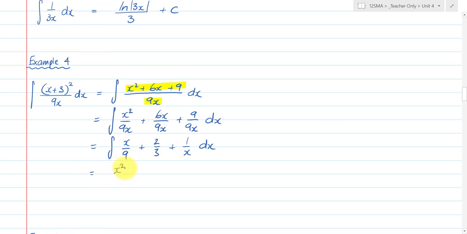This becomes x squared over 18. So we increase the power by 1, divide by the new power, and 9 times 2 is 18. Plus 2x over 3, it's just a number, now it's 2/3 times x, which is 2x over 3, and then plus log the modulus of x, and plus c.